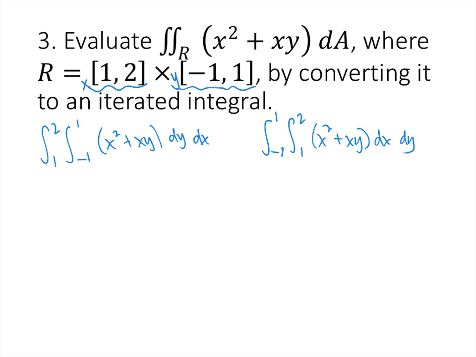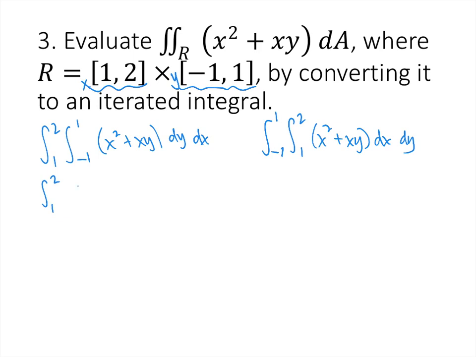second. Now this time the function is relatively simple, x squared plus xy. I'm not going to need integration by parts or substitution or anything fancy for either one of these. So both of these ways of doing the integral are probably going to be equally difficult or easy depending on how you think about it. So let's just do it the first way. So we start by integrating with respect to y.